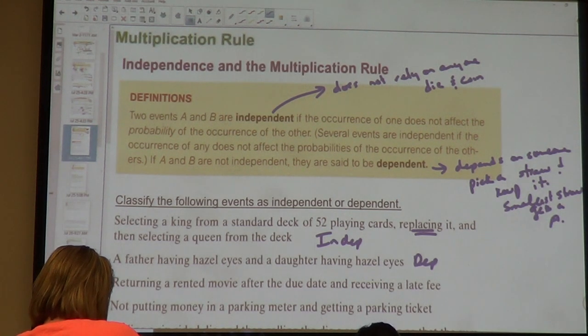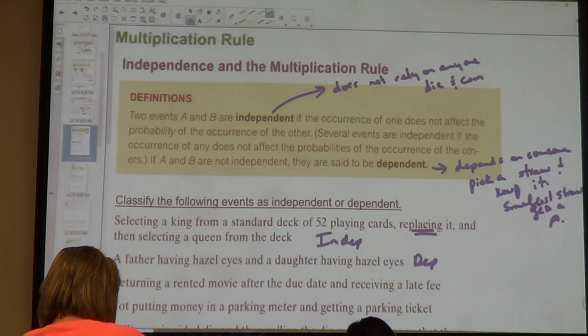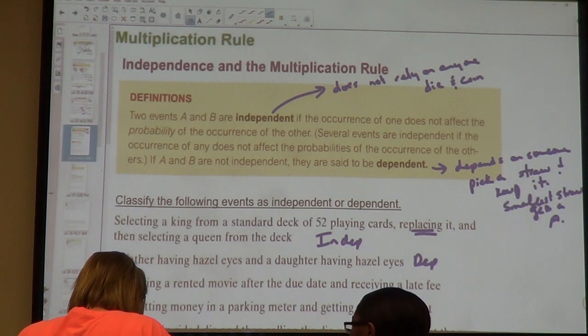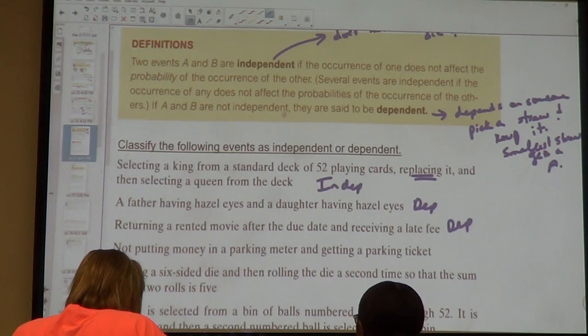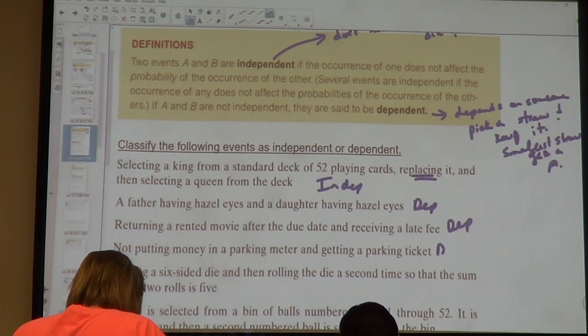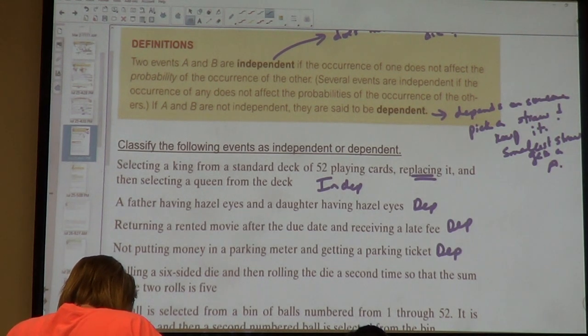Returning a rented movie after the due date and receiving a late fee. Dependent? That is dependent because you had the movie and you kept it late. So that's what causes you to get a late fee. Not putting money in a parking meter and getting a parking ticket. Dependent. It's kind of like a cause and effect. That's what caused that to happen.